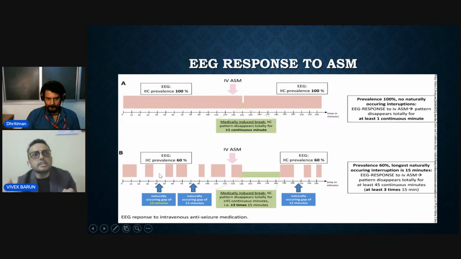If the EEG is showing naturally occurring breaks in the IIC, then after giving the IV ASM, the breaks should be at least 3 times the normal limit. Suppose in this graph, the patient had a maximum gap of 15 minutes in the IIC. To call it an improvement after giving ASM, the break should be at least 45 minutes, 3 times the max.